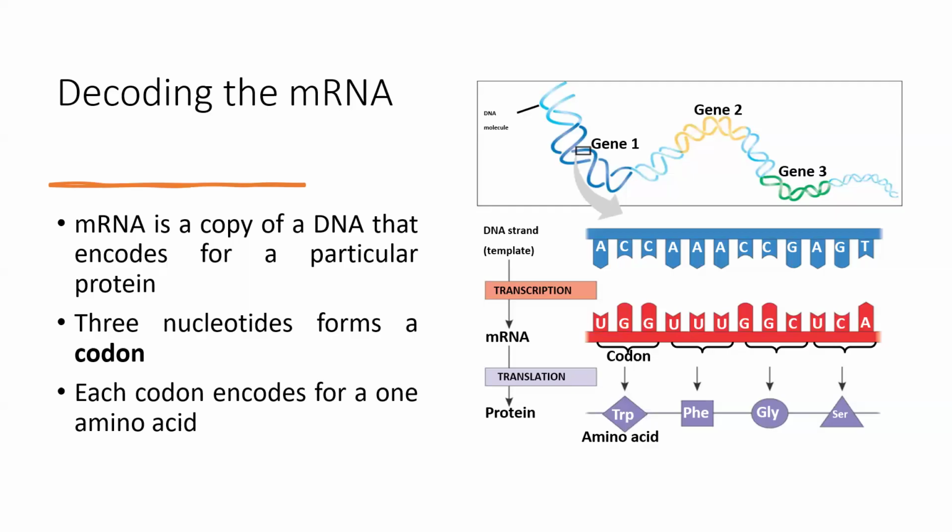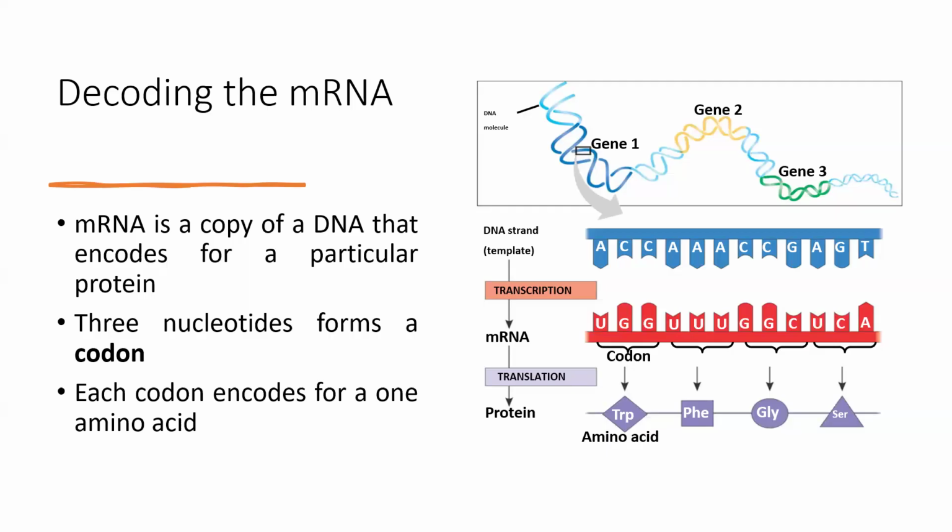So A, C, C, whatever. And then when you do the mRNA, because it's template, A becomes U. We use base pairing, right? So now 3 letters, UGG is a codon. This codon codes for an amino acid, right? And the amino acid happens to be this thing called TRP.